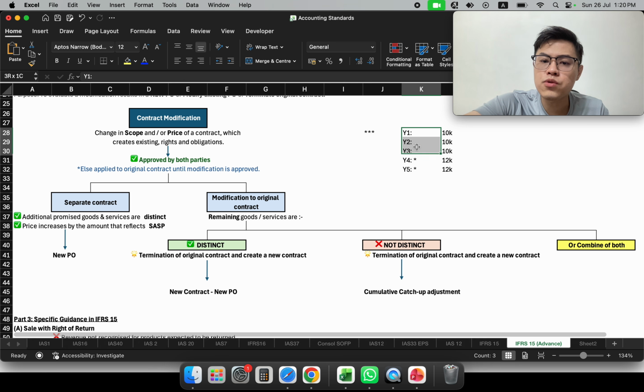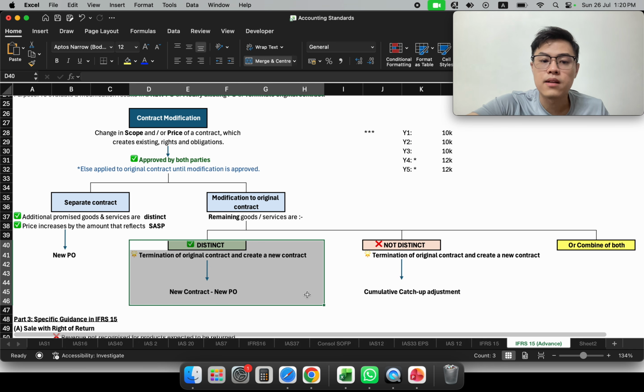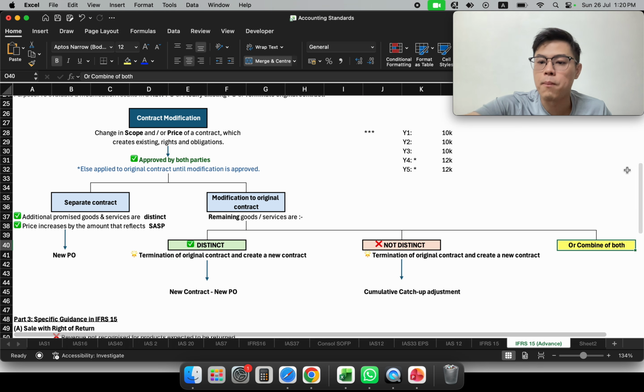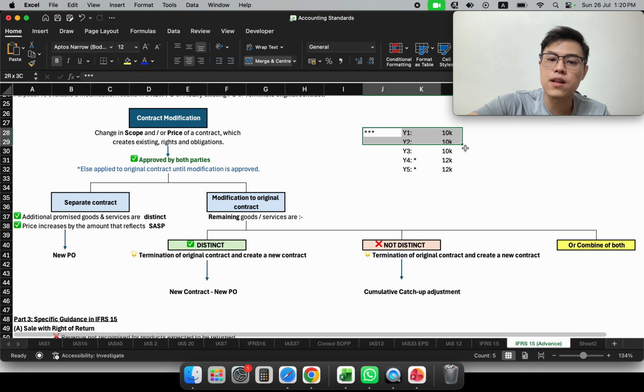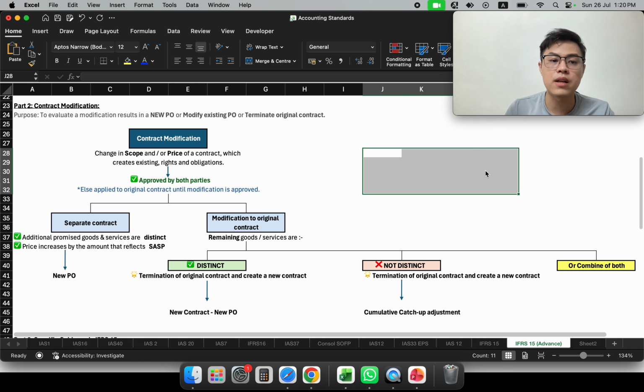So once years 1, 2, 3 are over, you terminate it and you start off with the new contract. Therefore, it will fall under these categories. And this is how we judge, or sometimes it can be a combination of both. So this is the overview of this part, whereby we call it contract modifications.